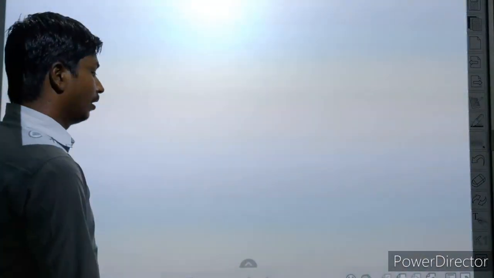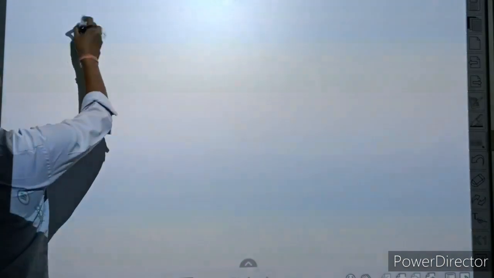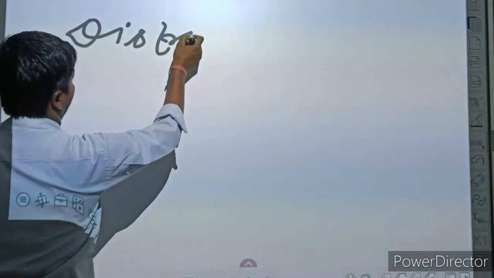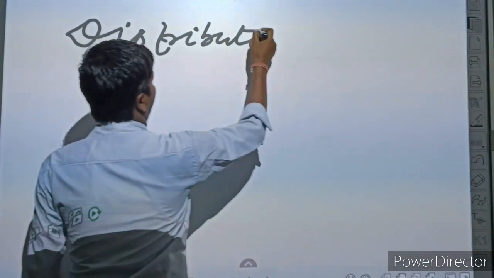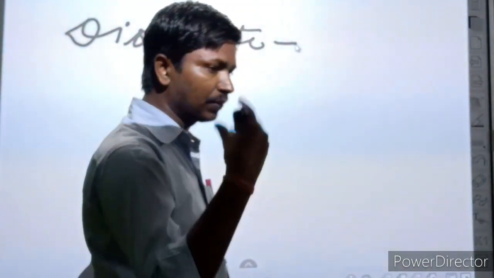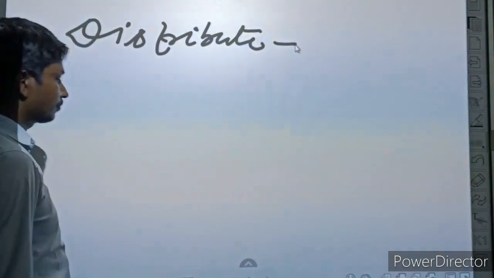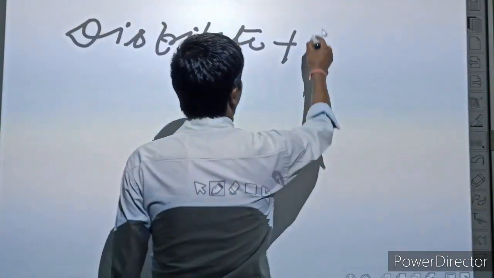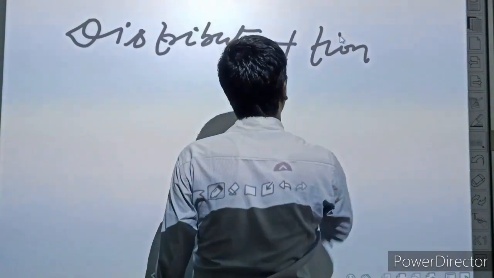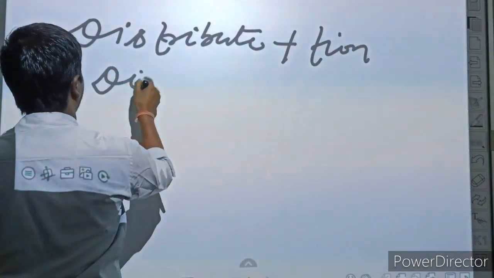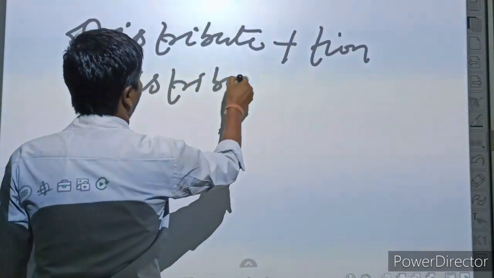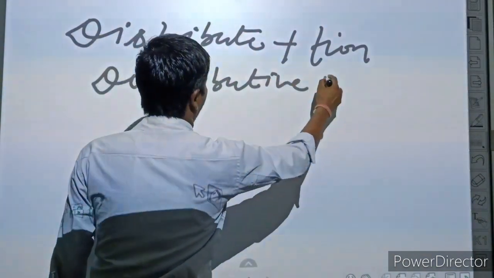Distributive pronoun, by the name distributive itself, its particular meaning, distribute. You can understand distribute means to divide, to share with each one, to give to each one. It means distribution of something. Distribution of something is known as distribute. And here when the suffix tion is added, it becomes distributive pronoun.